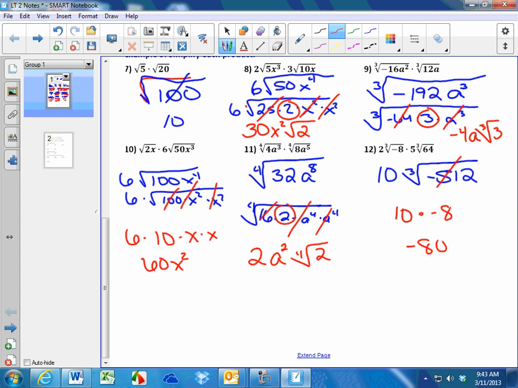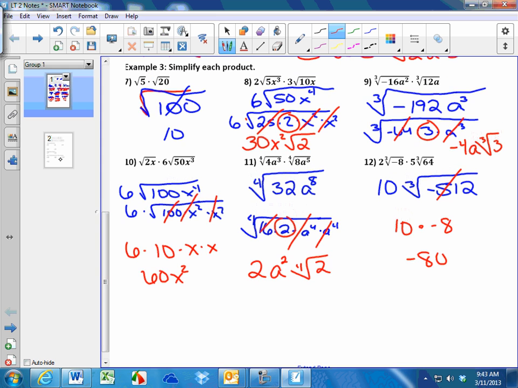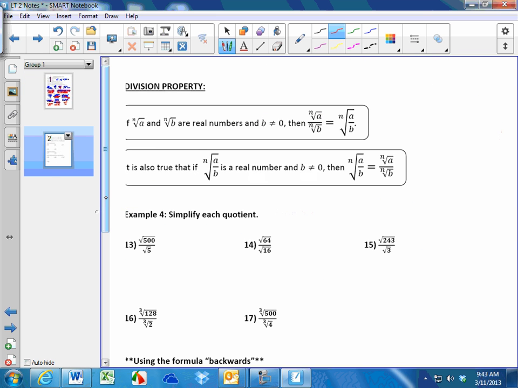Division will go a lot faster. There's really 2 types of division, and we'll talk about the other division, target 4, when you have to rationalize a denominator.